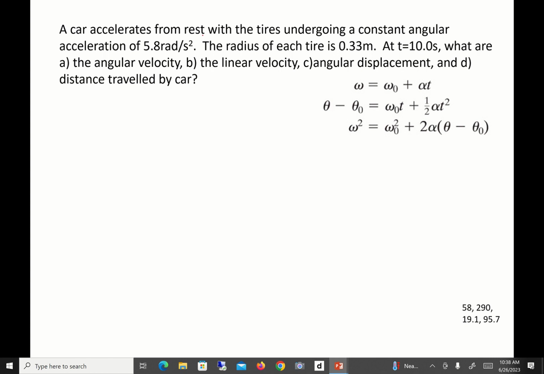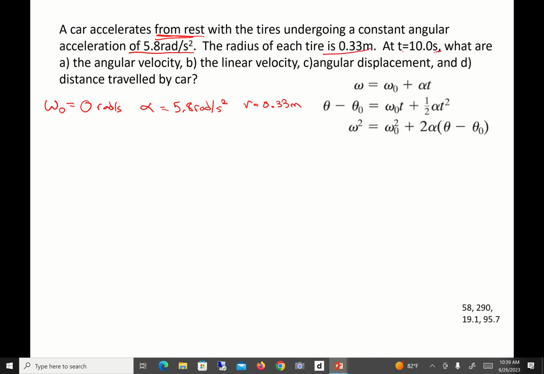So a car accelerates from rest. If it starts from rest, that means the initial velocity, remember this time we use omega, the curly w, is 0, and the units for that are radians per second. The tires undergo a constant angular acceleration of 5.8 radians per second squared, so alpha is 5.8 radians per second squared. The radius of each tire is 0.33 meters, so r is 0.33 meters.